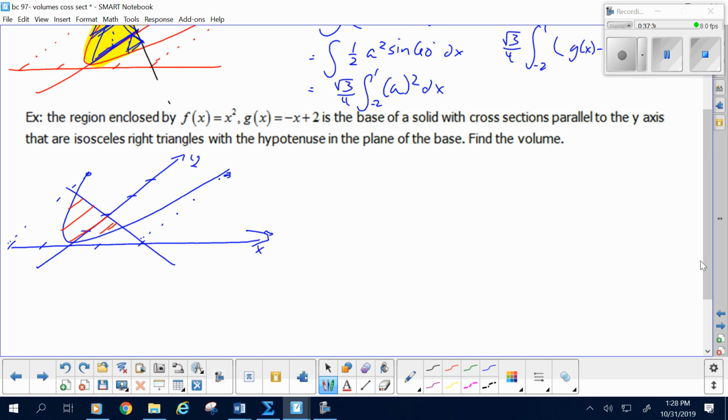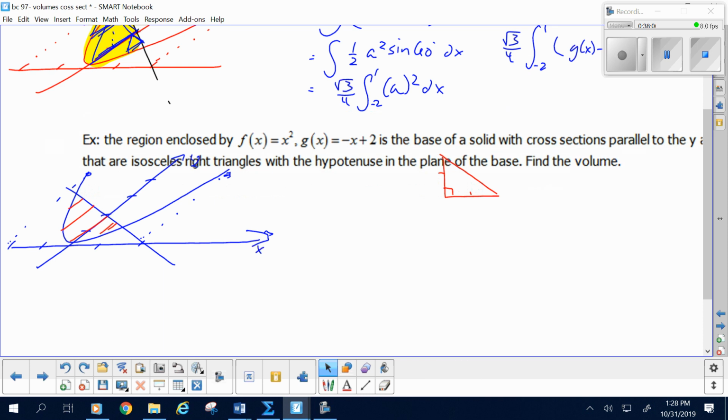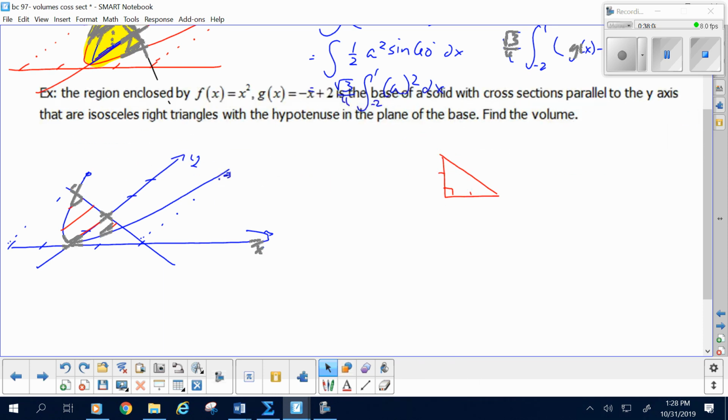All right, are we good? All right, now, here is the deal. The figure is isosceles right triangles with the hypotenuse in the plane of the base. That's a mouthful. So right triangle is easy. Isosceles implies the legs are equal. So that kind of figure, but it's got to be the hypotenuse. Oops. Okay. All right.